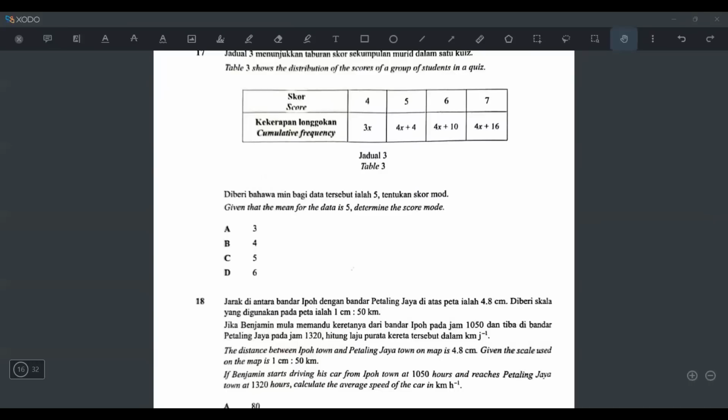Okay, let's continue with number 17. Table 3 shows the distribution of the scores of a group of students in the quiz. So there's students who got 4 marks, 5, 6, 7, and these are the cumulative frequency. Then they say, given that the mean for the data is 5, determine the score mode.